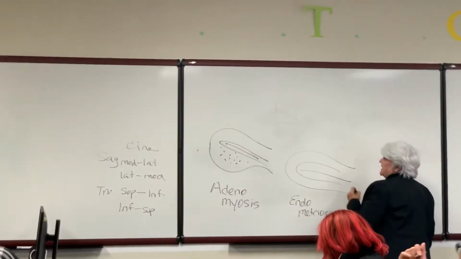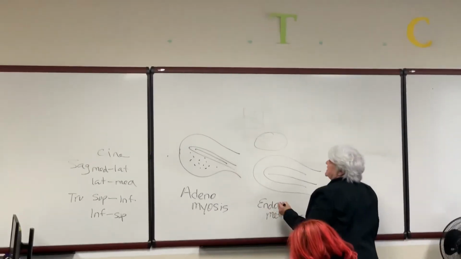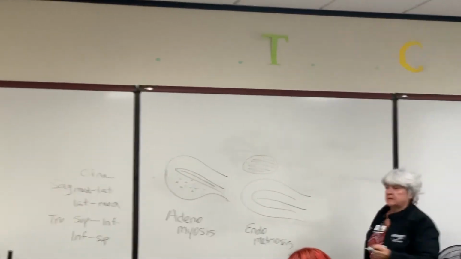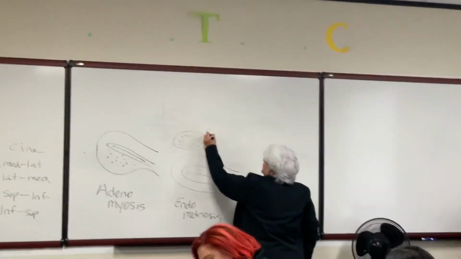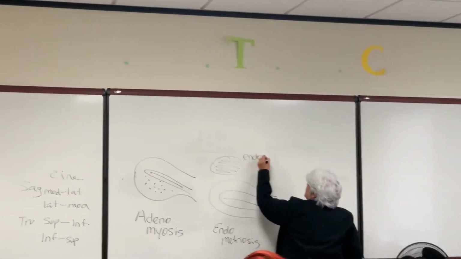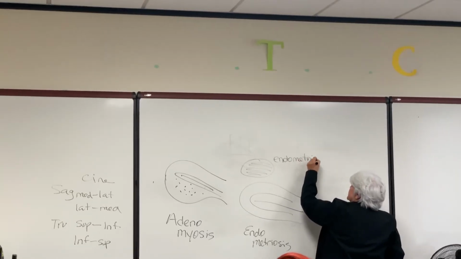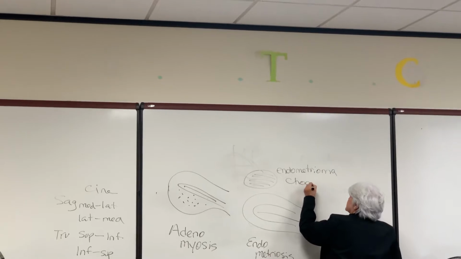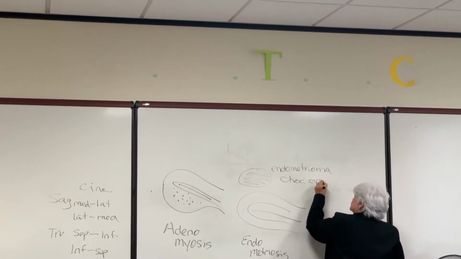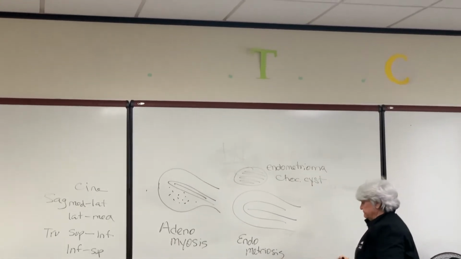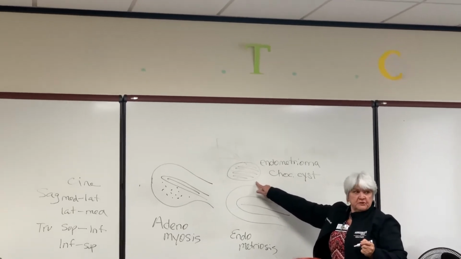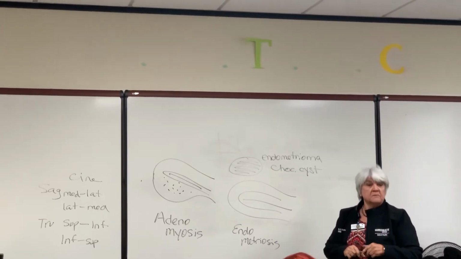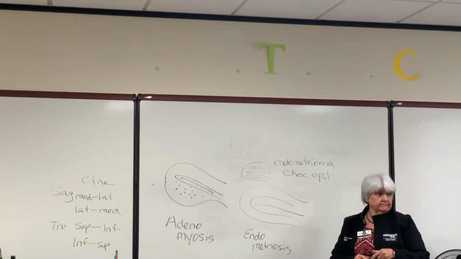Endometriosis. That's where you have a chocolate cyst, an endometrioma, or we call it a chocolate cyst. It's a homogeneous structure because of the blood in there.